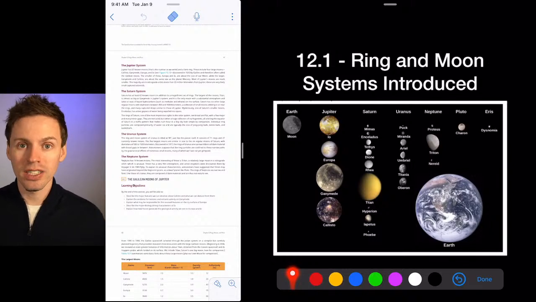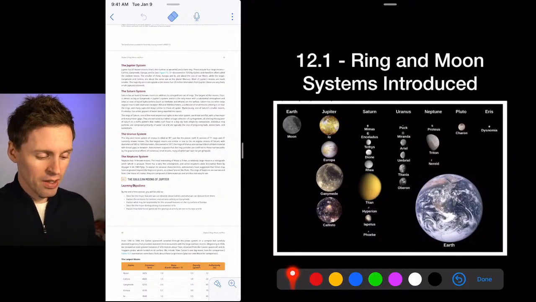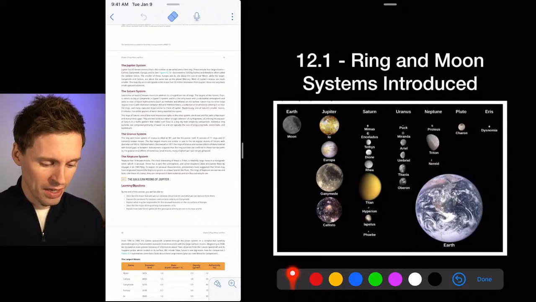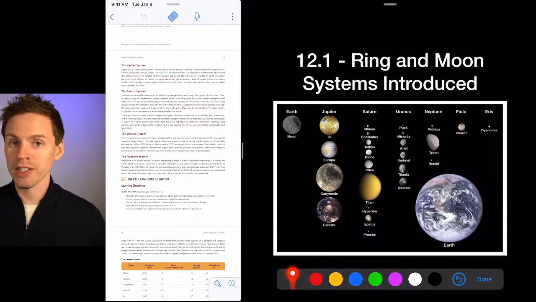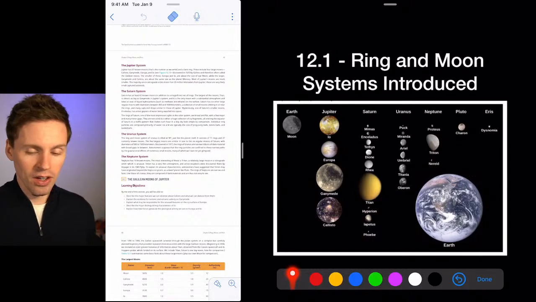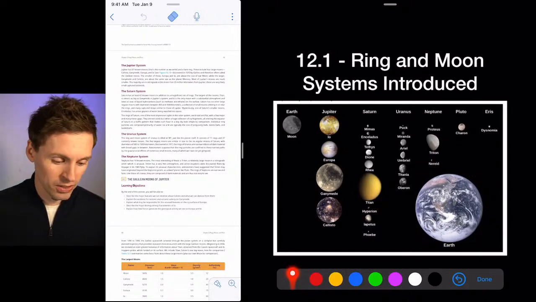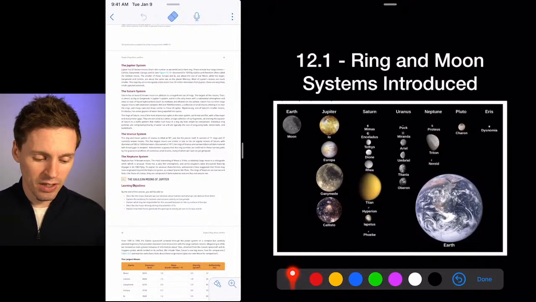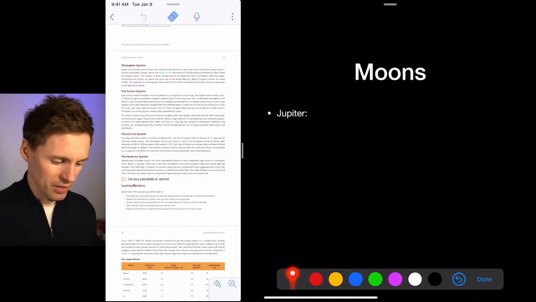And then Saturn, you can see it has a lot of little moons here, but its biggest one is Titan. And then Uranus has a bunch of little moons too. And then Neptune has its big one, Triton, which we'll talk about. And then Pluto has its moon, Charon. And then one of the dwarf planets, Eris, has its moon Dysnomia. So there's a lot of cool stuff out there.